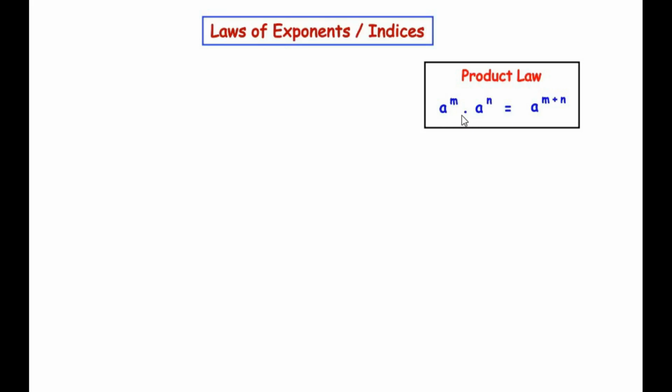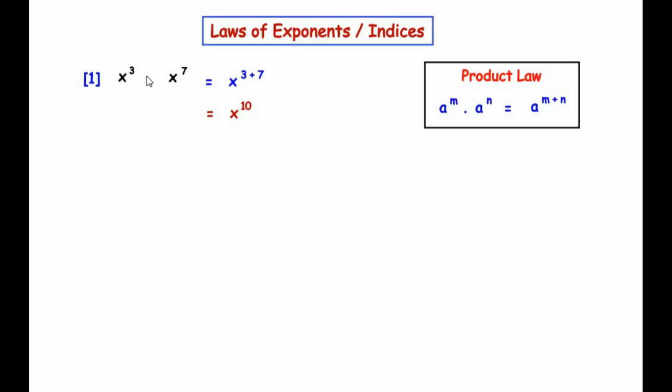Now here a is called the base and m and n are called the exponents or powers or indices of the given bases. Under the product law, the bases are the same and they are multiplied together. In such cases, we take the same base and add up the powers. So here the base remains the same, that is a, and we have added the powers, that is m plus n. Now let us try to understand this law using an example.